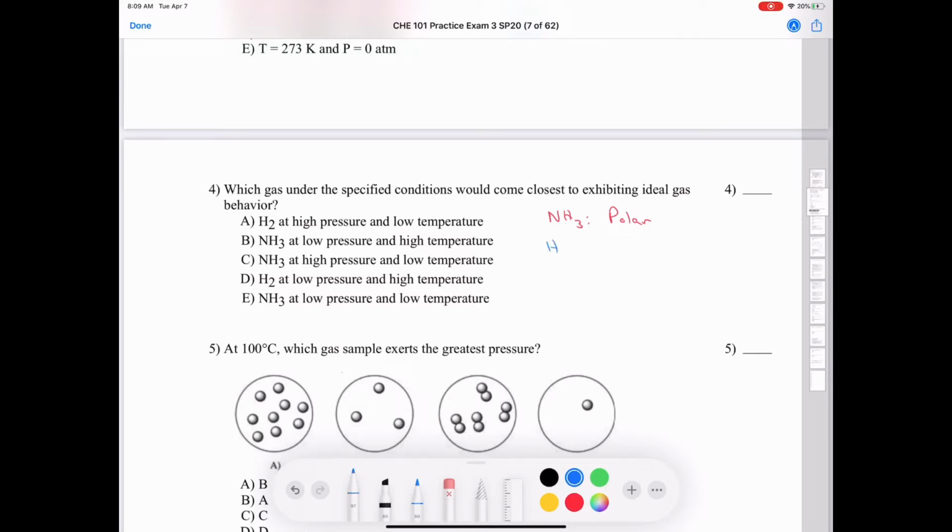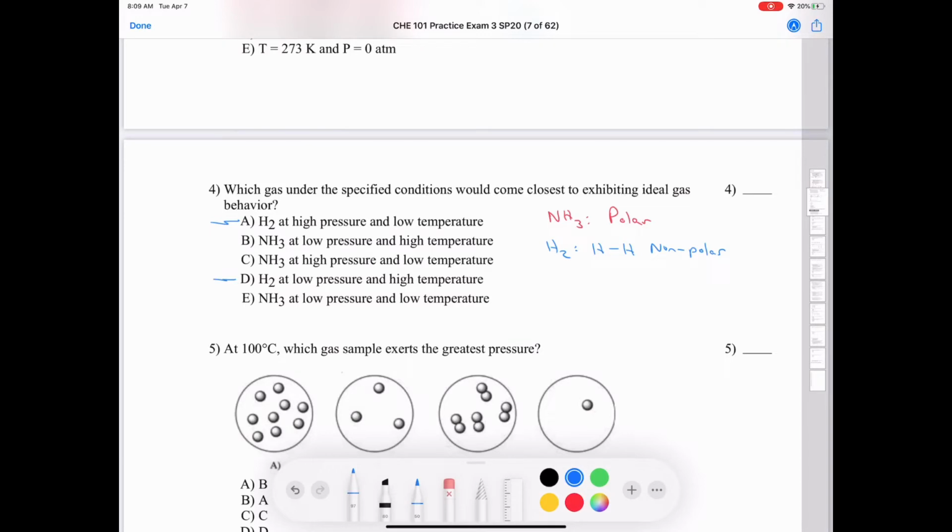So if you take a look at the Lewis structure of hydrogen, which is a pretty quick one to draw, you can see that it's nonpolar. So that means there's going to be minimal attractive forces between hydrogen molecules. So that means that the best choices are going to be either A or D.